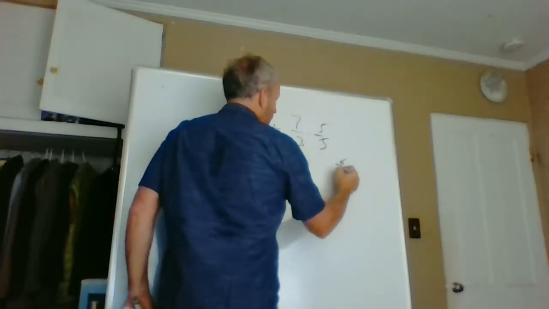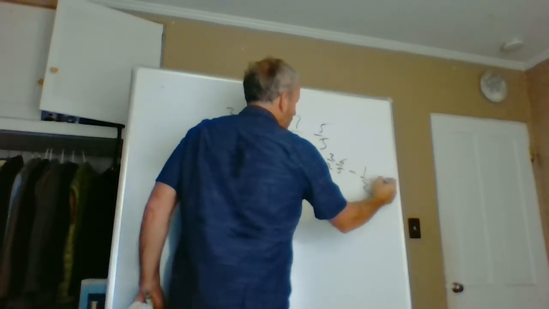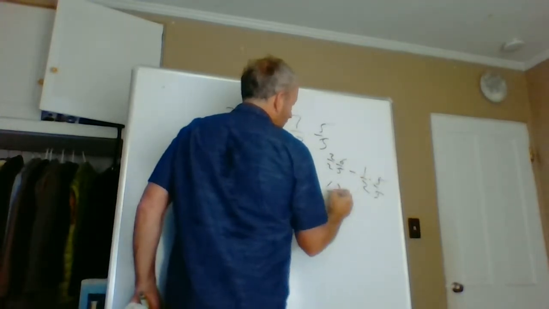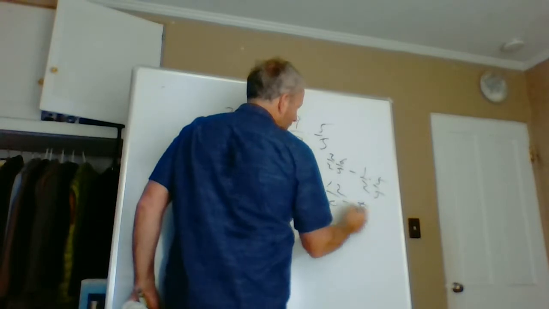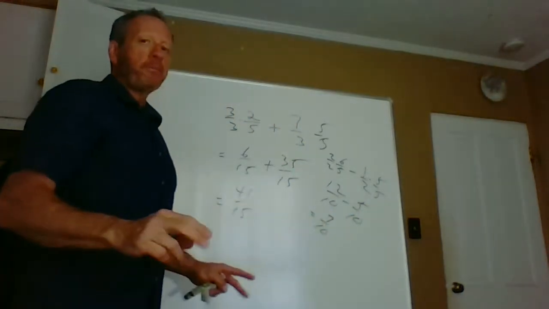Suppose we have 6/5 minus 1/2. 2 over 2, 5 over 5, 12 over 10 minus 5 over 10, 12 minus 5, 7 over 10. There's our answer.